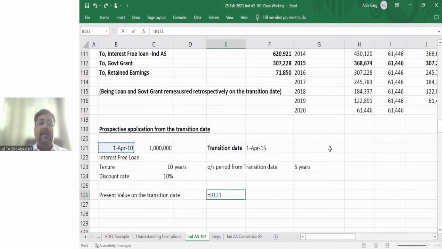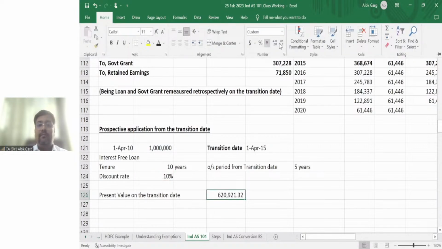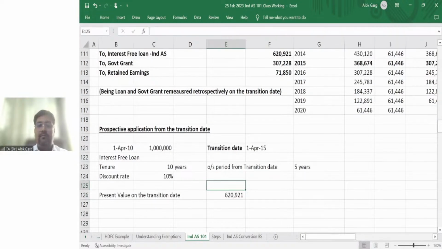What is that? 10 lakh divided by 1 plus the discount rate, which is 10%, but instead of taking the power as 10, we will take it as 5. So this is the present value on the transition date. Clear? It's an interest-free loan, so the remaining will be 10 lakh minus 620921. It will be your government grant.